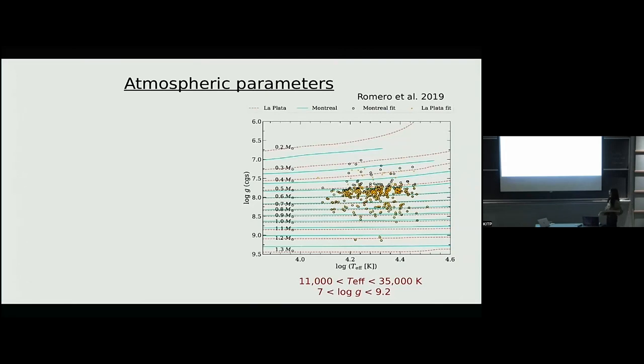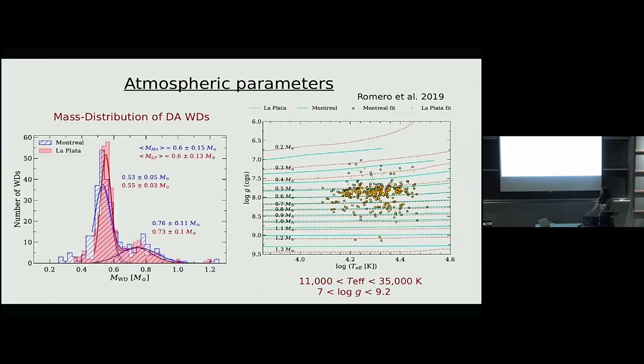And the yellow ones which you see are the fit that we derived from the La Plata Montreal mass radius relation, and the black ones are the Montreal. So we clearly notice that in the low mass end, there is a large difference in the number of stars. This is the mass distribution of these white dwarfs that we obtained, where the red one is from La Plata and the blue one is Montreal.